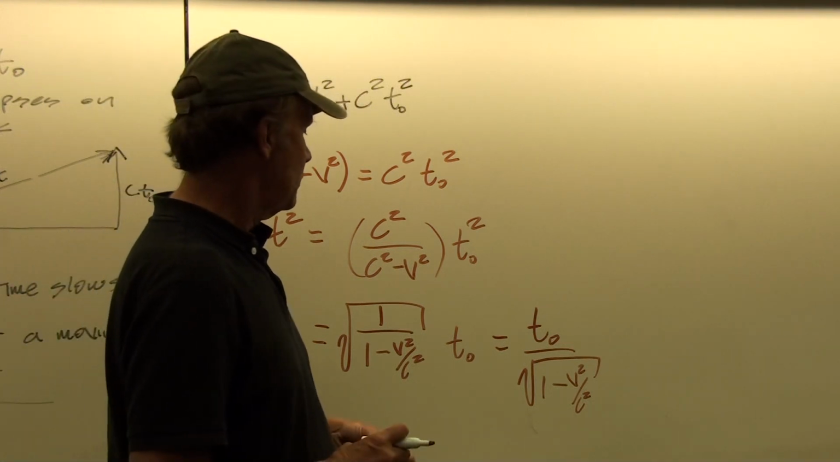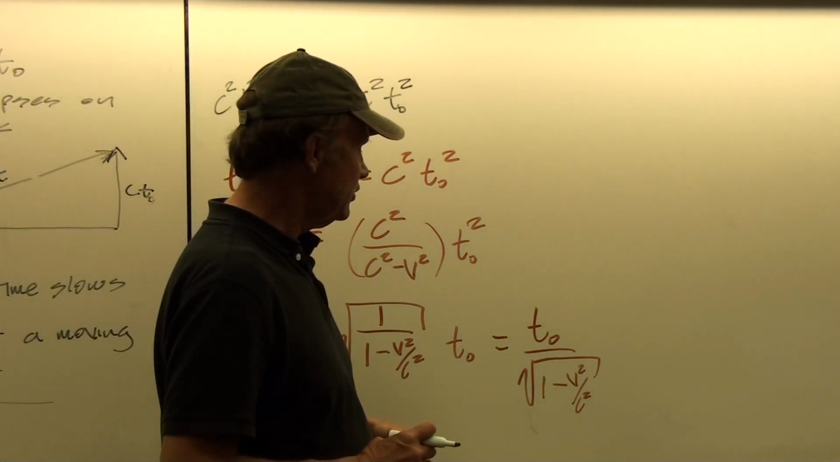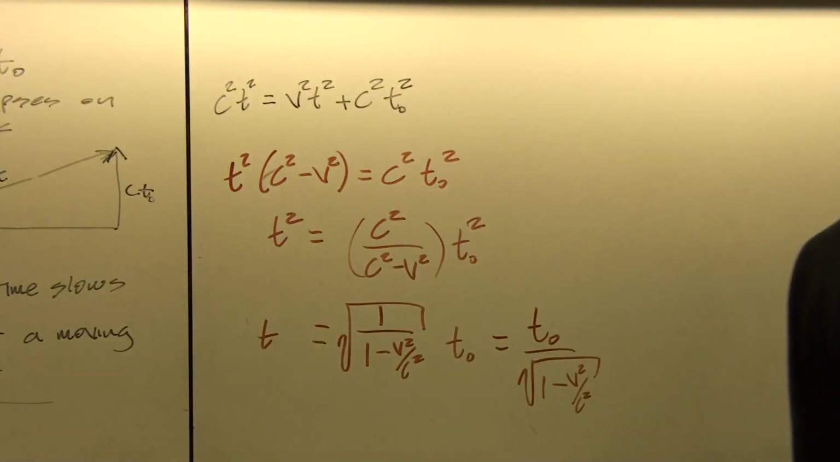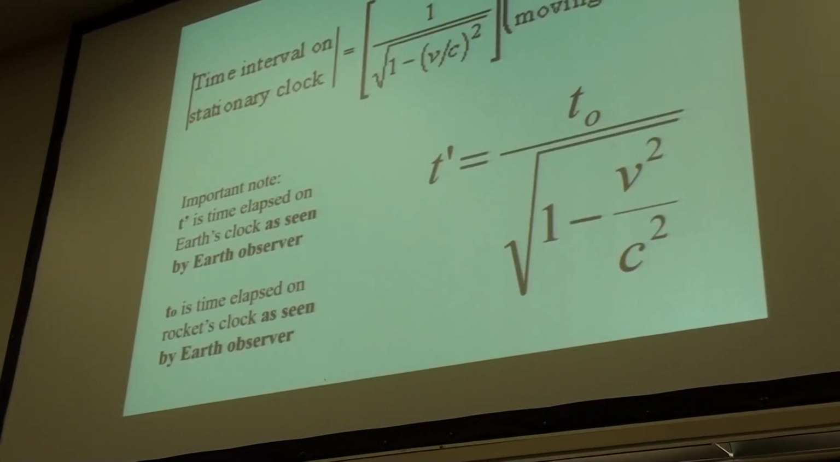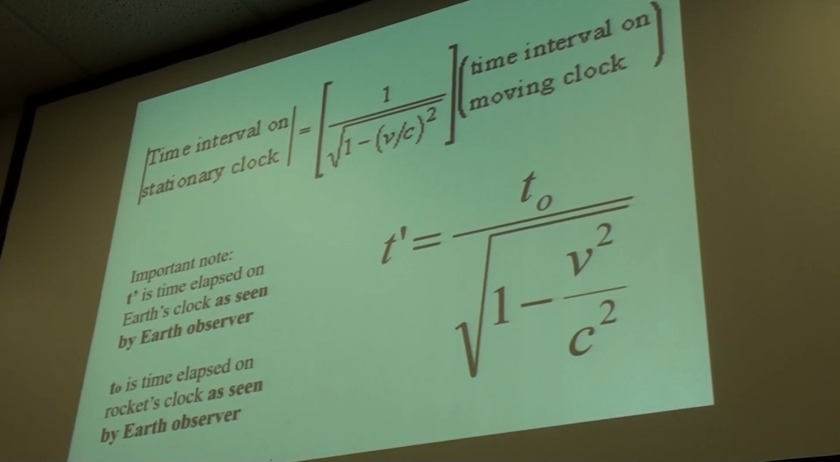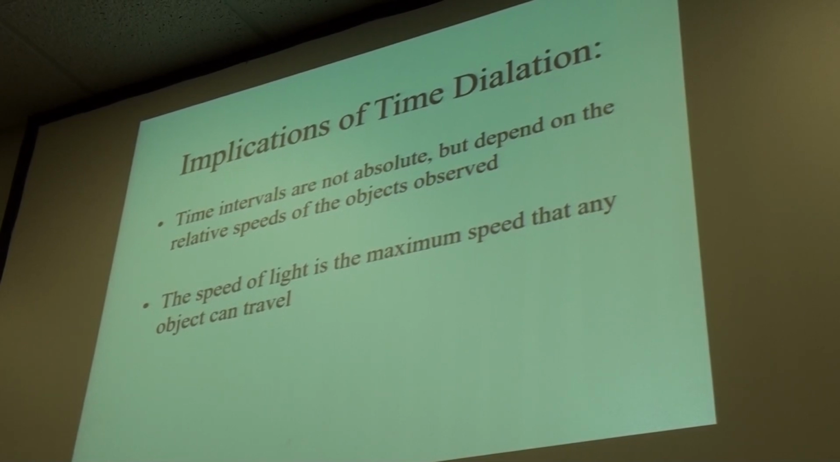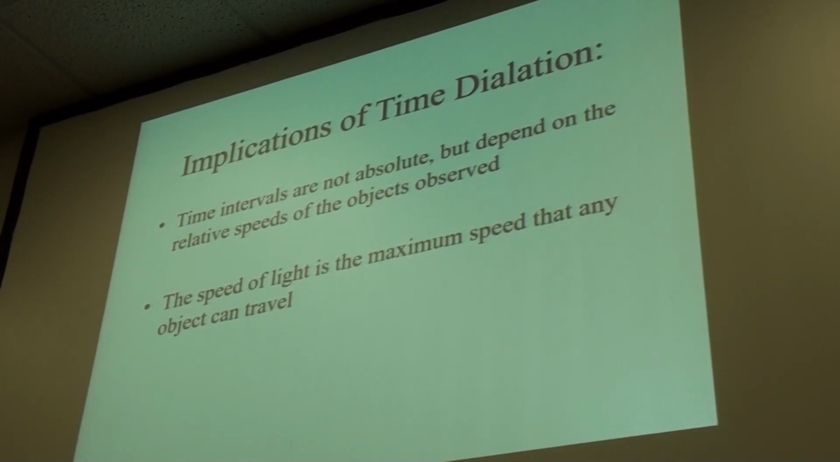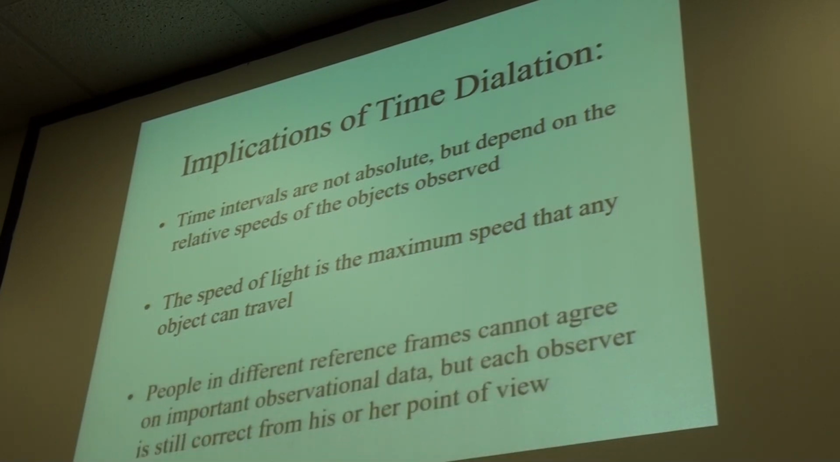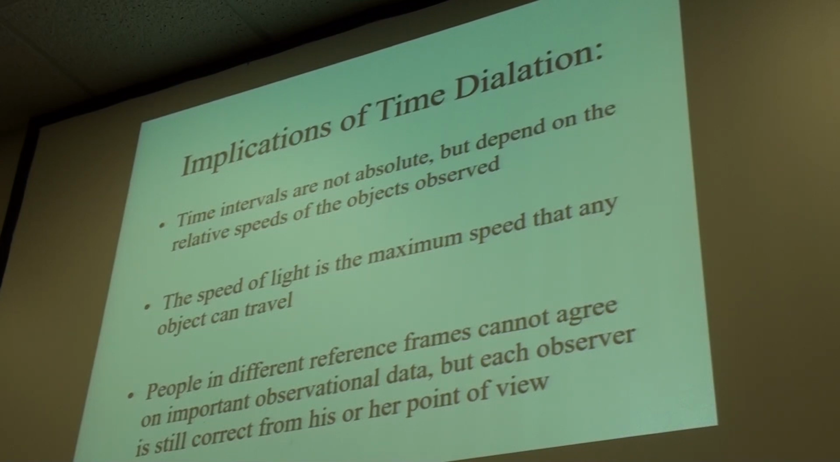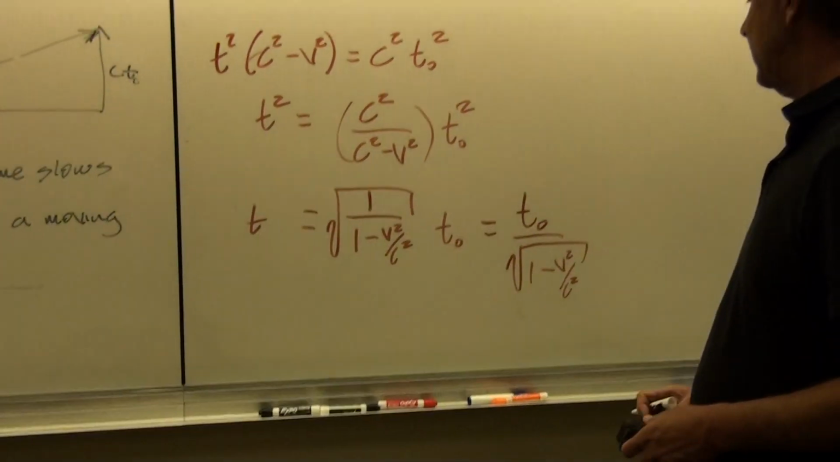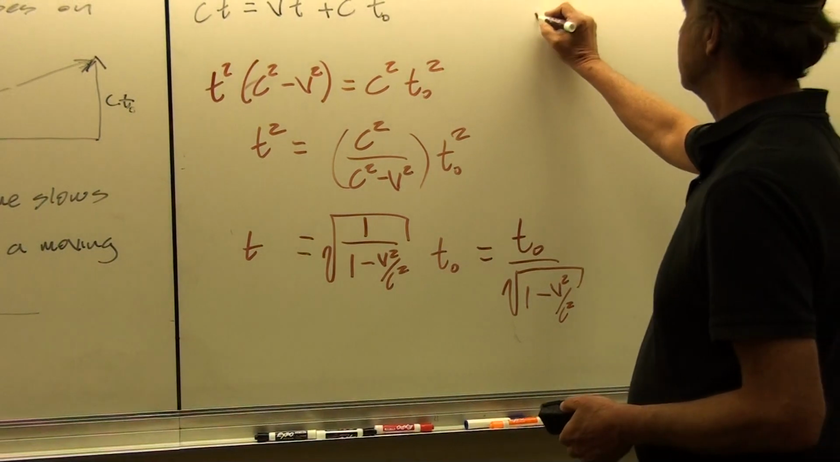And so this brings up some kind of astonishing conclusions. One of the conclusions that we can draw from this is that time intervals are not absolute, but depend on the relative speeds of the objects observed. So you don't have an absolute clock. The speed of light is the maximum speed that anything can go. Now let's just go back to this equation and see why that's true. Let's say that v were greater than c.